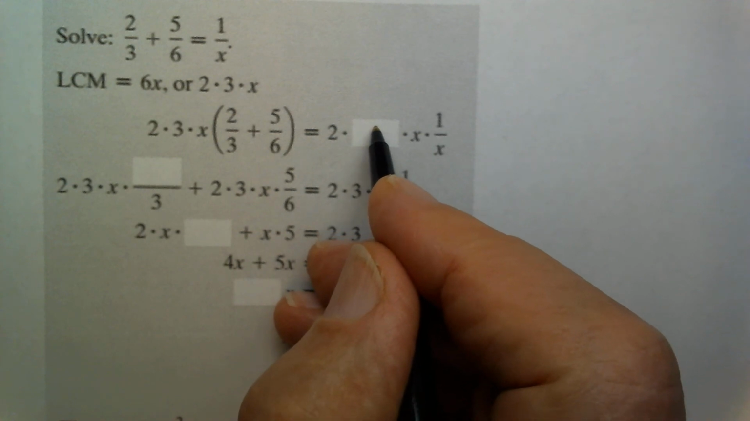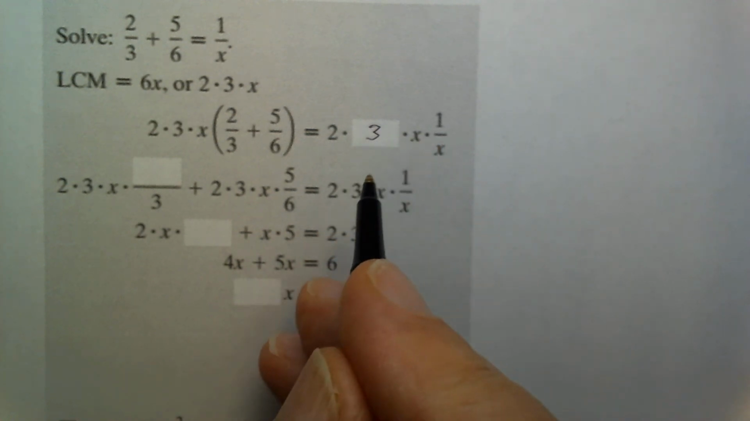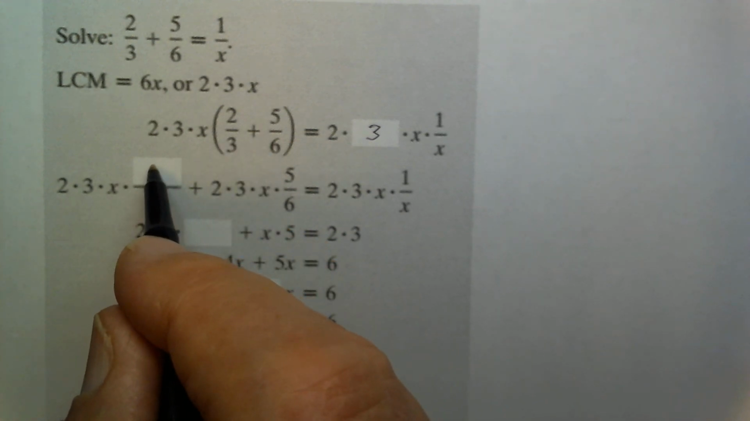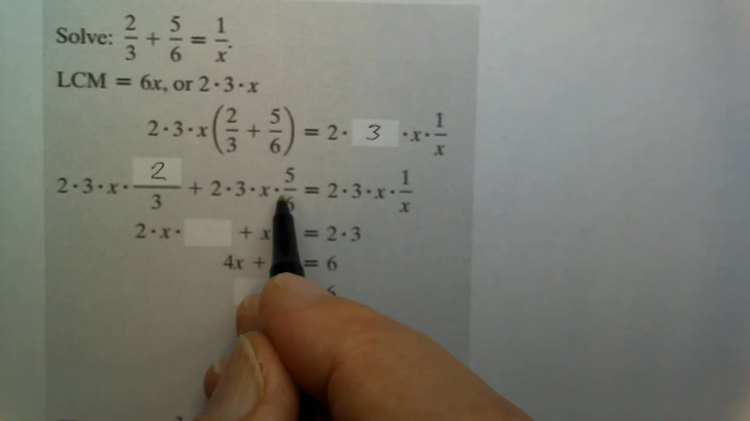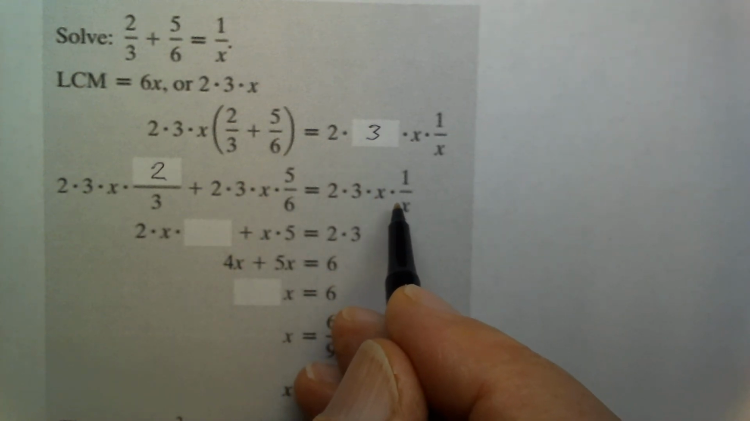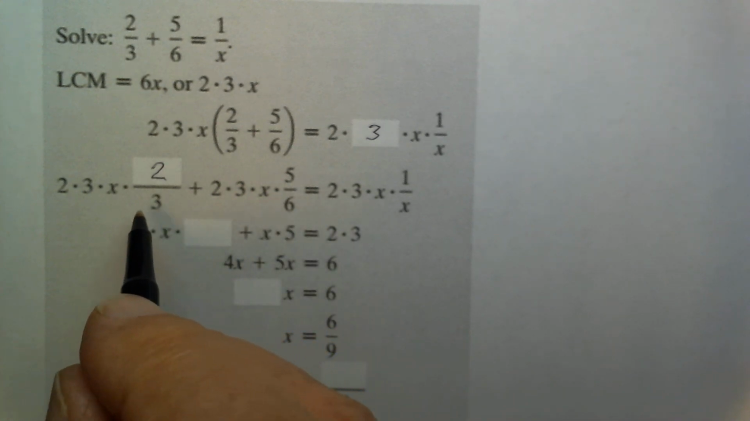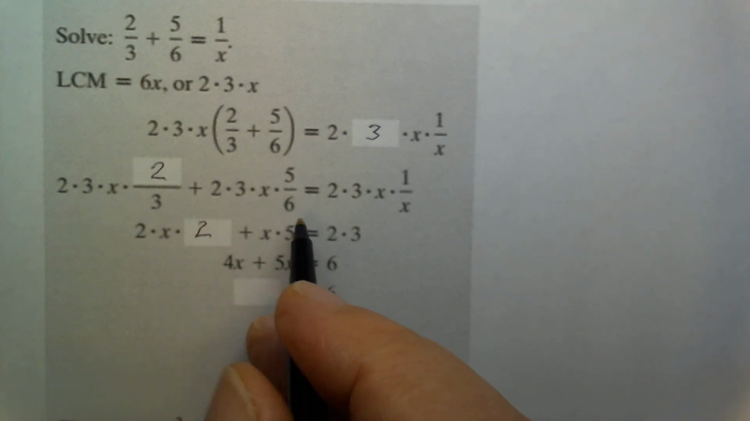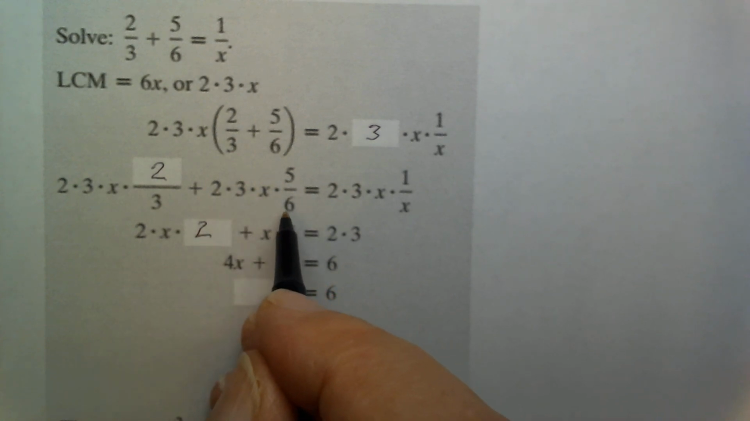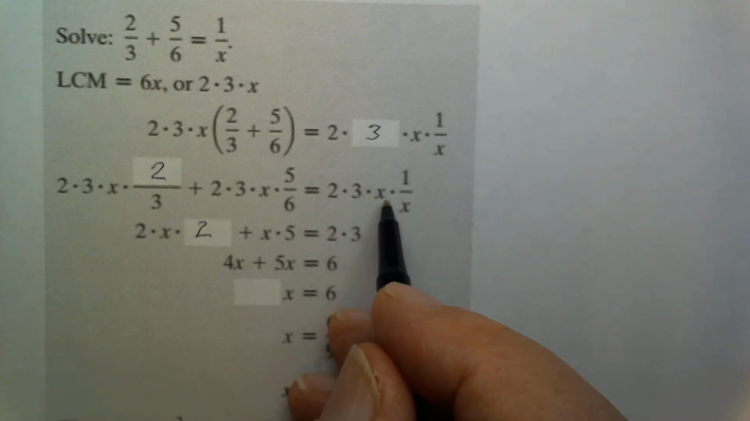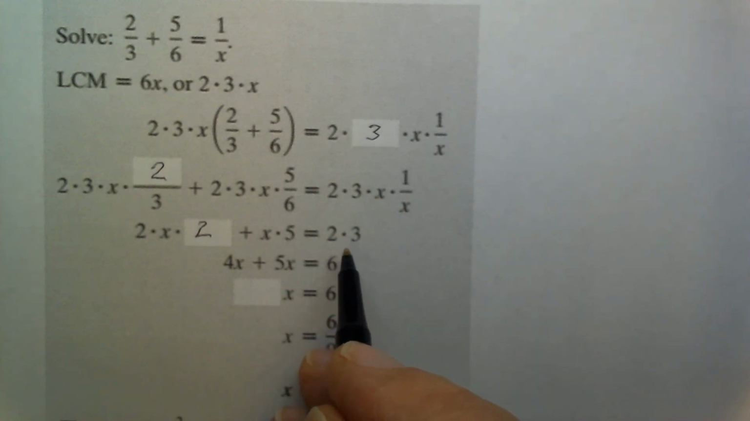So it's 2 times 3 times x times 2/3, plus 2 times 3 times x times 5/6, equals 2 times 3 times x times 1 over x. Then the 3's cancel, so we only have 2x times 2, and the 2 times 3 cancels against the 6, so that's x times 5, and here the x's cancel, so we have 2 times 3.